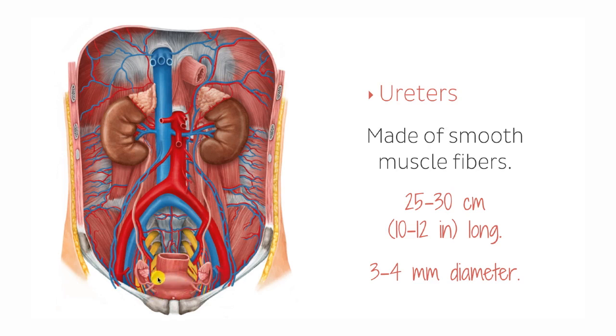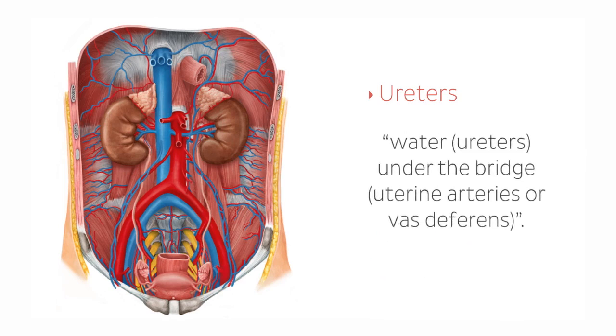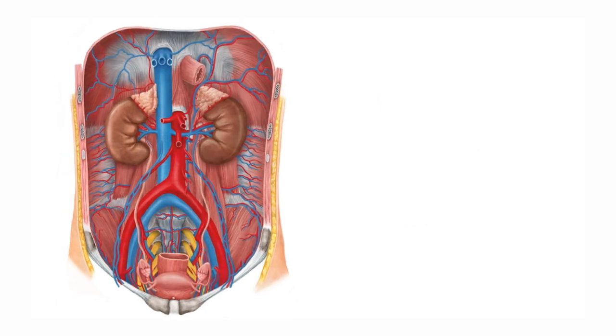Now we're looking at a female pelvis where you can see the uterus here and the bladder. And you notice here the connection then with the ureters and the bladder on each side. In females, the ureters pass through the mesometrium and under the uterine arteries on the way to the urinary bladder. An effective phrase for remembering this anatomical relationship is water, ureters, under the bridge, uterine arteries, or vas deferens if we're talking about males. Now back to this image here.